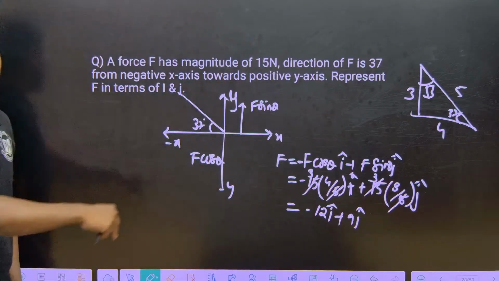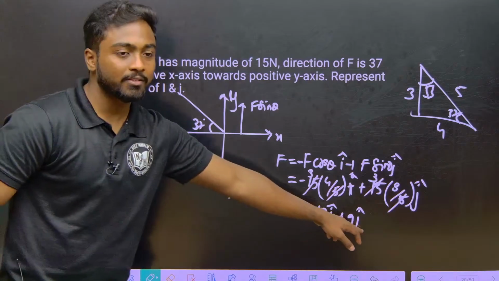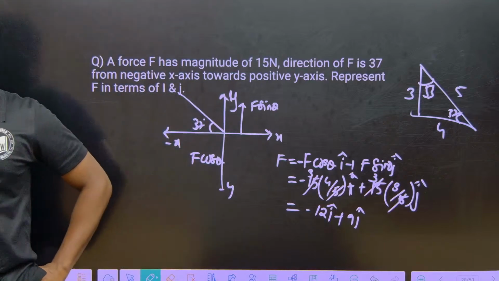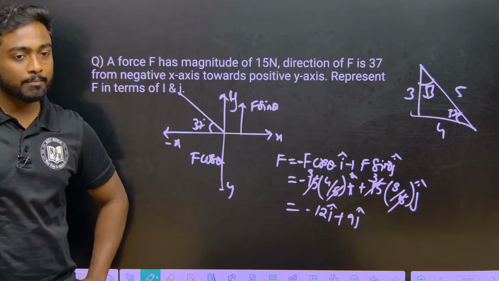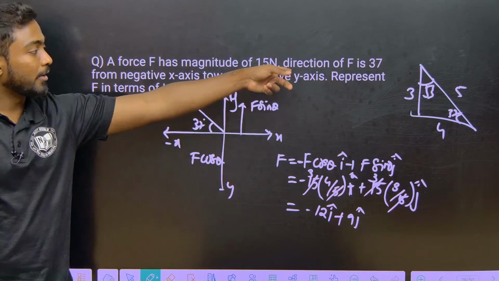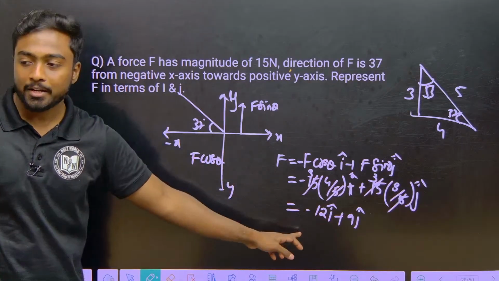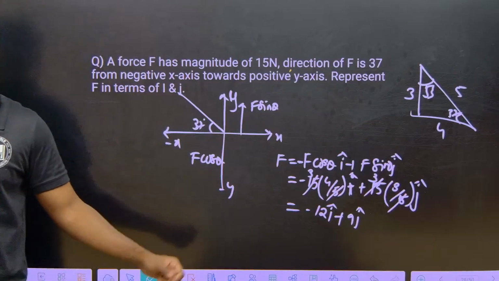So if I take the magnitude for that, what will be the answer? 15 is the answer, because 144 plus 81 is 225, and under root of 225 is 15. So 15 I will get. In terms of i and j, it is minus 12i plus 9j. Is there any doubt in this question?